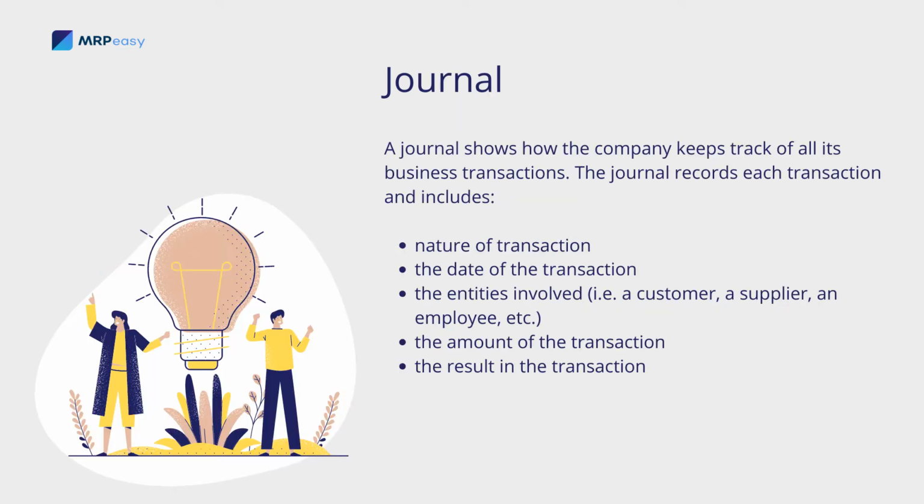Journal. A journal shows how the company keeps track of all its business transactions. The journal records each transaction and includes the nature of the transaction, the date of the transaction, the entities involved, i.e., a customer, a supplier, an employee, etc., the amount of the transaction, and the result of the transaction.